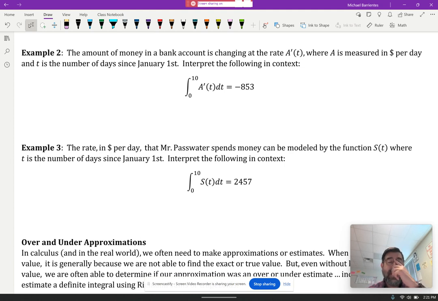So we have a statement. Can we interpret it? Well, we know A prime of t is measured in dollars per day. I think this is a typo here. This should be A prime. The changing rate A prime, where A prime is measured in dollars per day. Yeah, this should be dollars per day. And then dt, t is the number of days, so then this is days. And if we cancel out, well, then we get dollars. So this amount is dollars.